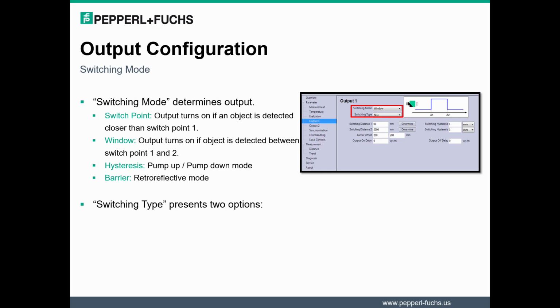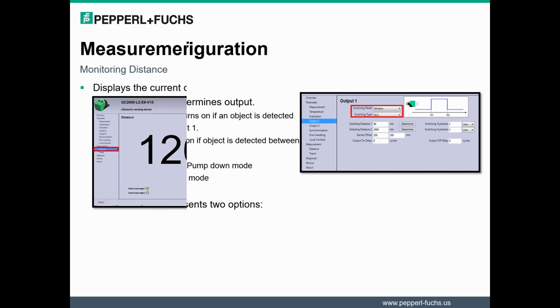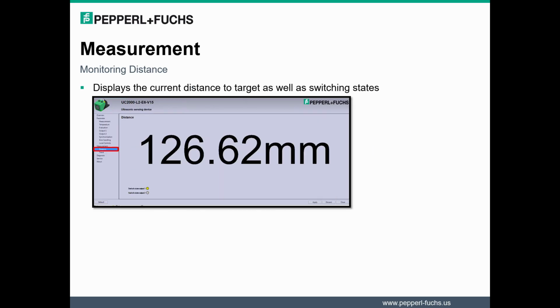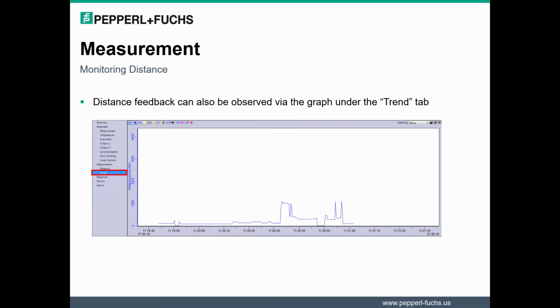Switching type also presents two options, normally open and normally closed. If you require any additional information, you can access the help function, which explains all the modes in detail. The measurement function is used to monitor the sensor readings. The distance tab allows you to view the current detected distance along with the switching states. Distance feedback can also be monitored via the graph under the Trend tab.